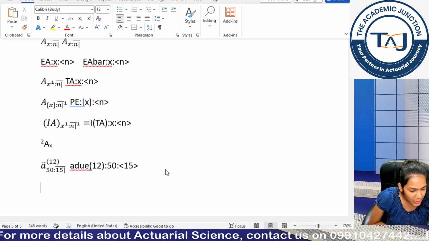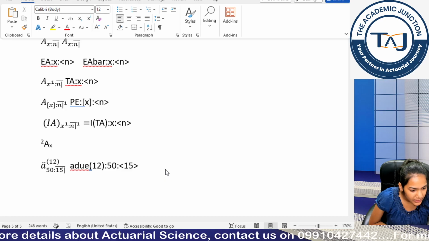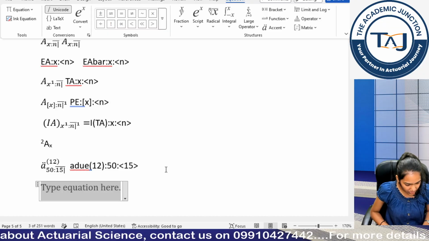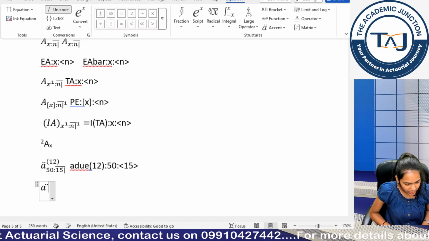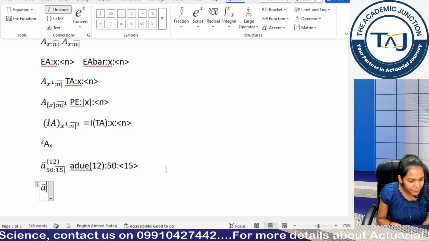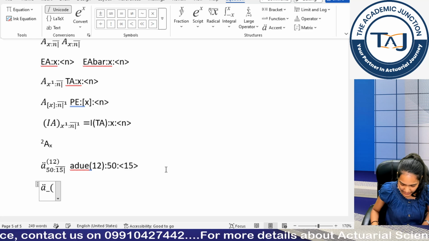Which notation do you want me to repeat exactly? Equation writer. Okay, Alt equal to, we have a double d dot. So I moved that up. Then I have 50 and 15. So underscore, brackets, 50.